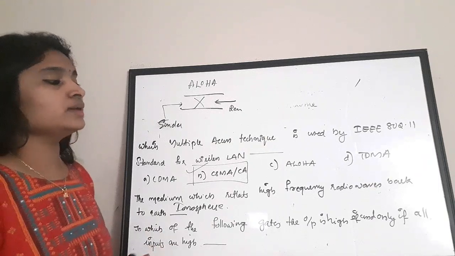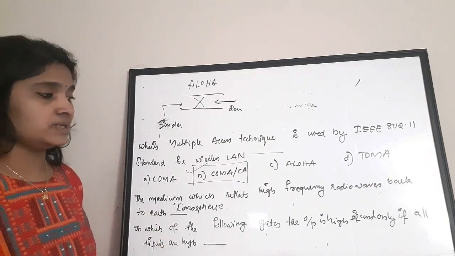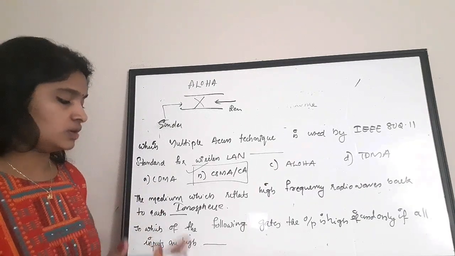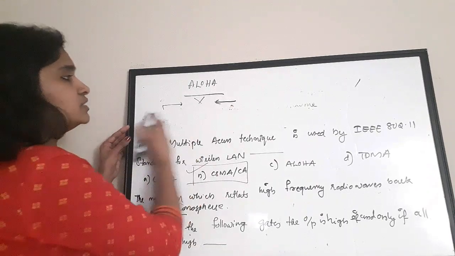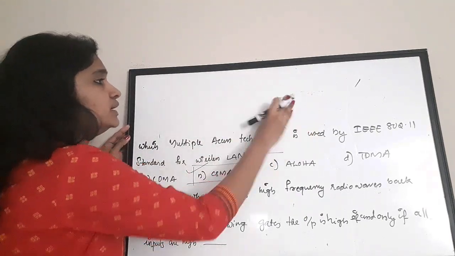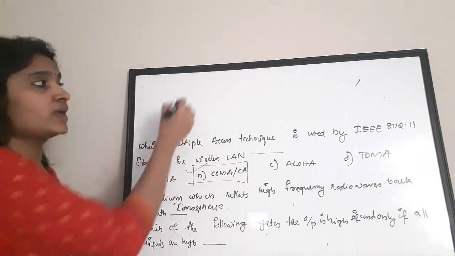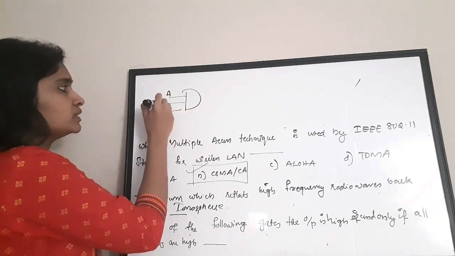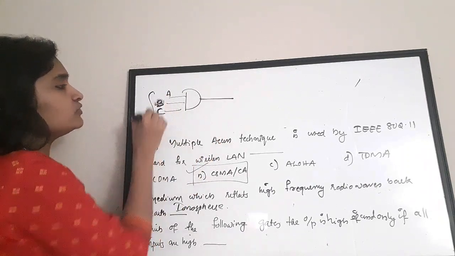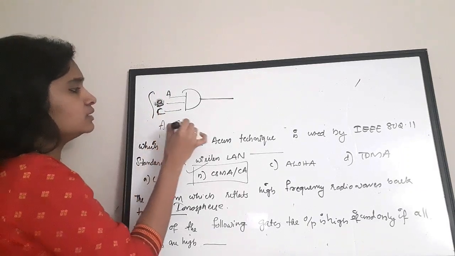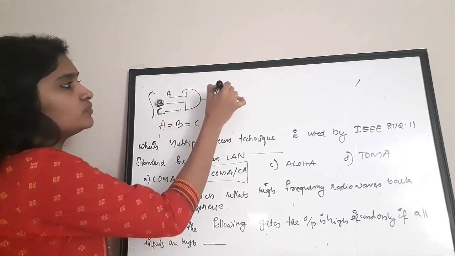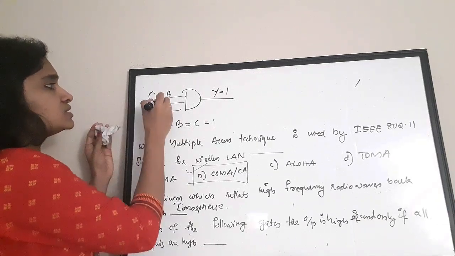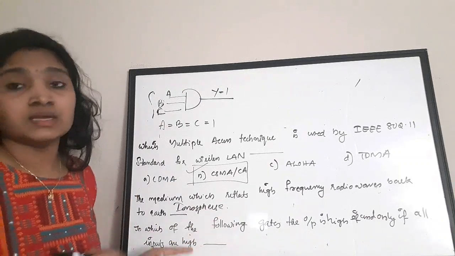Next question, in which of the following gates is the output high if and only if all the inputs are high? The gate in which the output is high only if all the inputs are high is the AND gate. If this is a 3-input AND gate, generally we go up to 3, only if A, B, C are equal to 1, then output Y is equal to 1. If any of these is 0, output is 0. So this is the case for an AND gate, and the correct answer here is the AND gate.